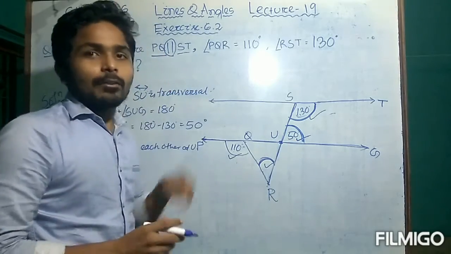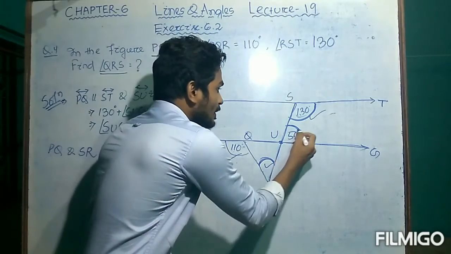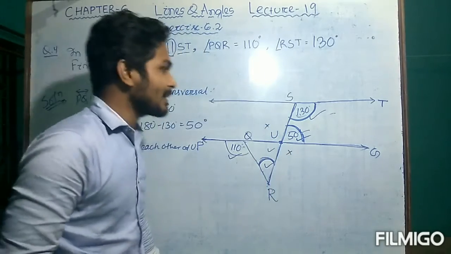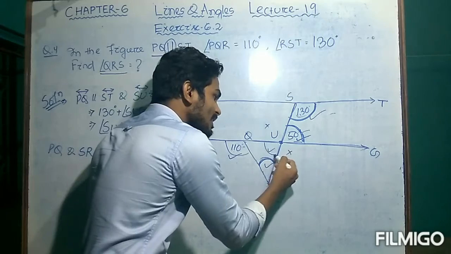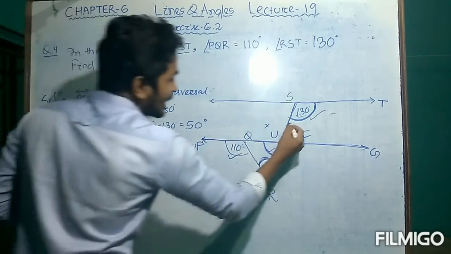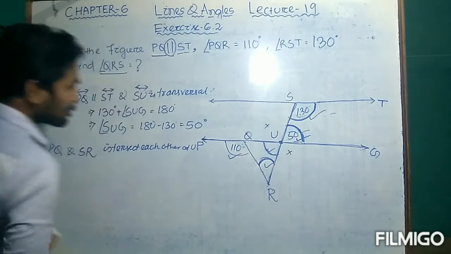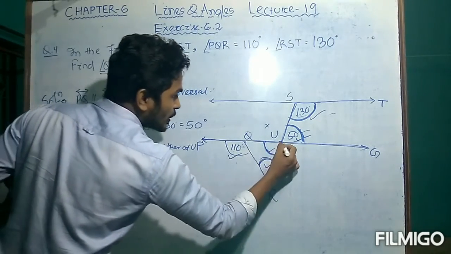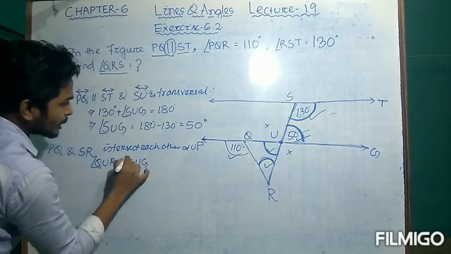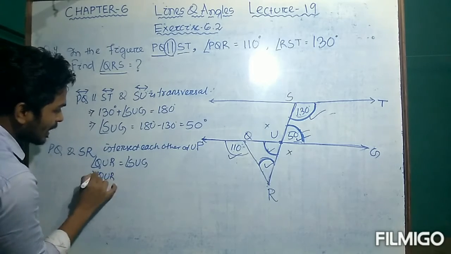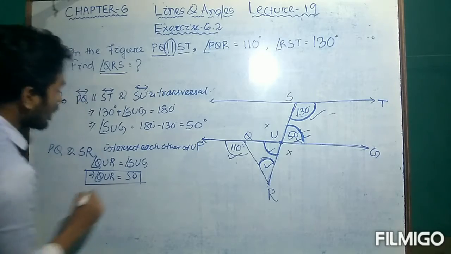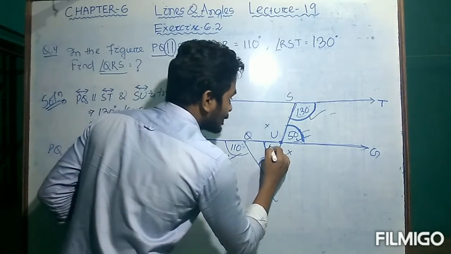Now two pairs of vertically opposite angles will form. So this angle and this angle are vertically opposite angles, and this angle and this angle are vertically opposite angles. Since it is 50 degrees, what is the value of this angle? This angle must be 50 degrees because they are vertically opposite angles. So we can write that SUG is equal to QUR. So QUR is equal to SUG. What is the value of QUR? SUG is how much? 50 degrees. So we find the value of QUR is 50 degrees.